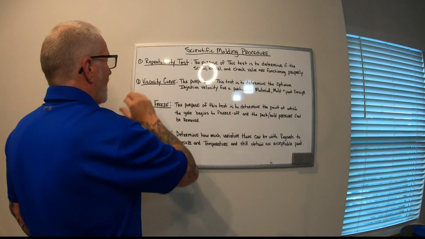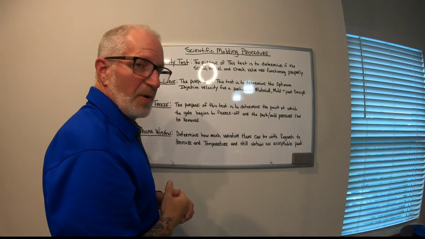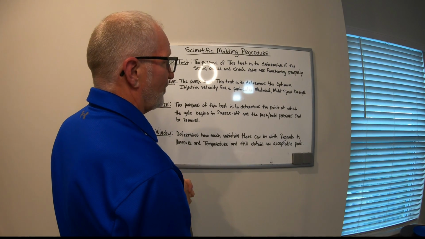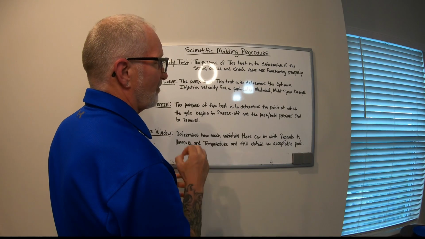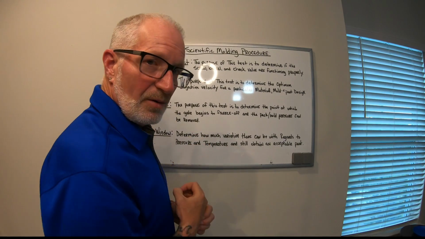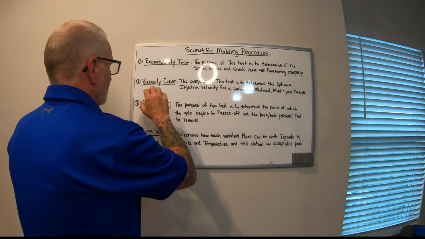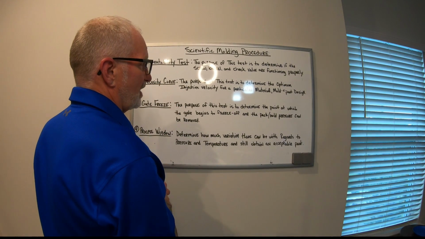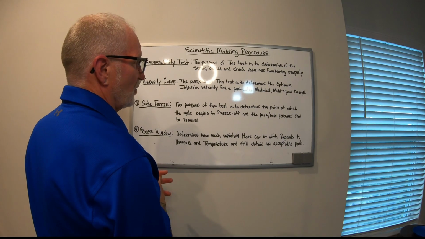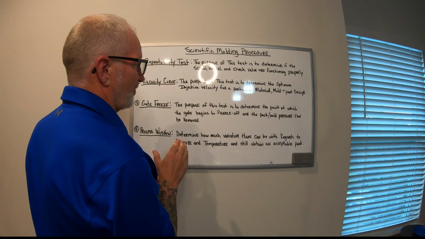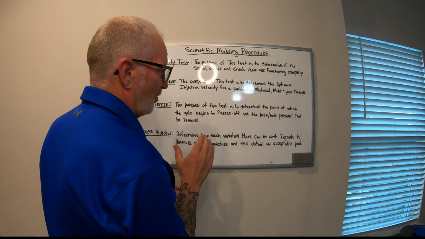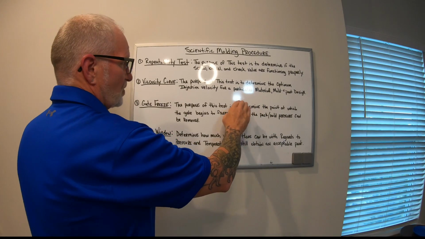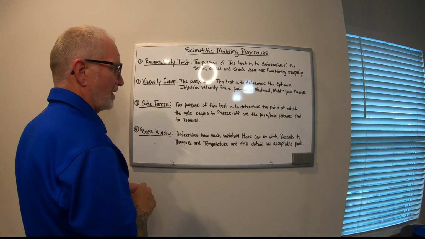So the first one that you actually would do is called a repeatability test. The purpose of this test is to determine if the screw barrel and check valve are functioning properly. The second one would be a viscosity curve. The purpose of this test is to determine the optimal injection velocity for the particular material, mold, and part design. So that's what a viscosity curve is.